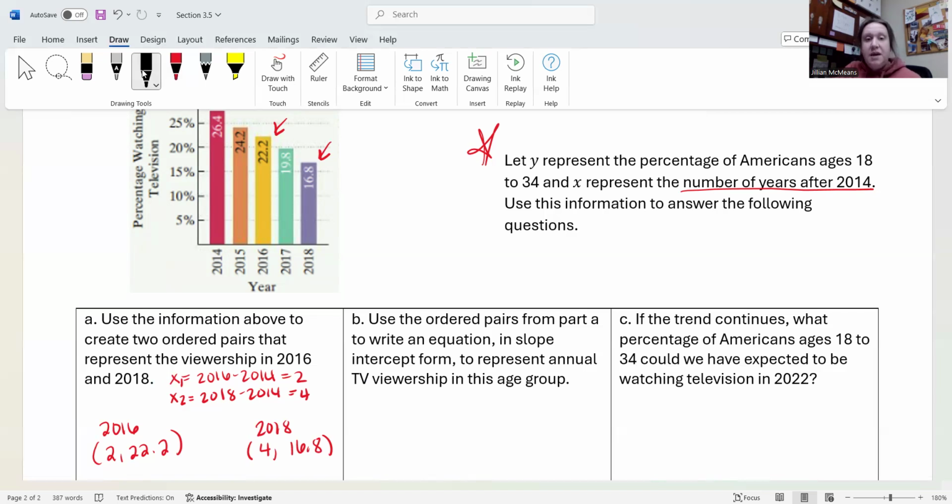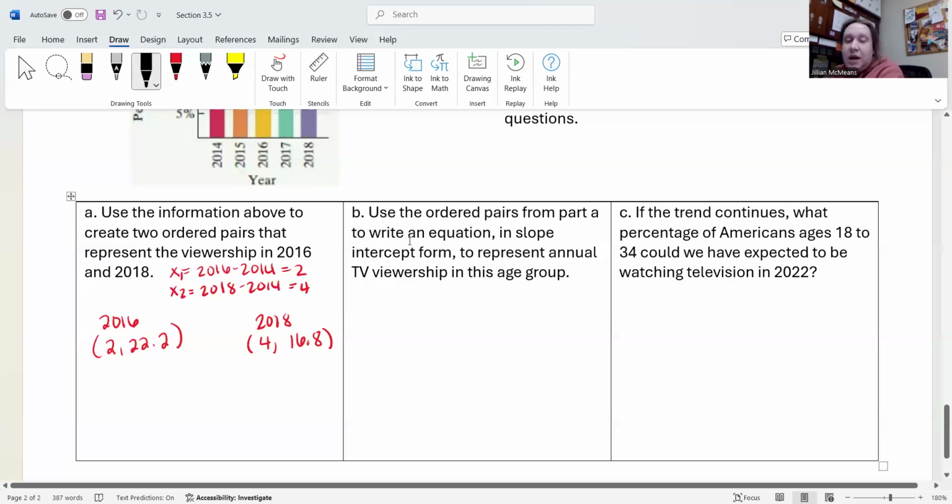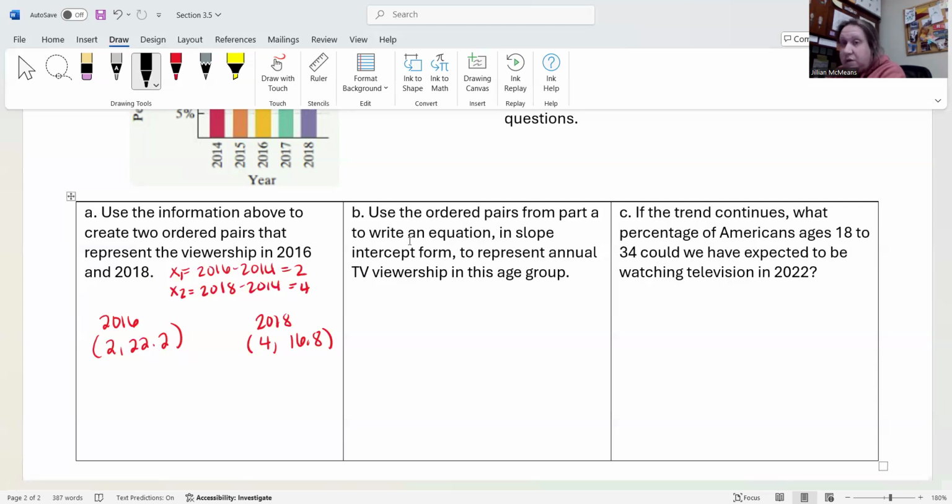Now for part B, it says use the ordered pairs from part A to write an equation in slope-intercept form to represent annual TV viewership in this age group. The first thing we have to do is calculate the slope. Just for the sake of space, I'm going to calculate it underneath my two ordered pairs. So m equals y2 minus y1 over x2 minus x1. We'll say 2016 is x1, y1 and 2018 is x2, y2. Filling that into the formula, we get 16.8 minus 22.2 all over 4 minus 2.